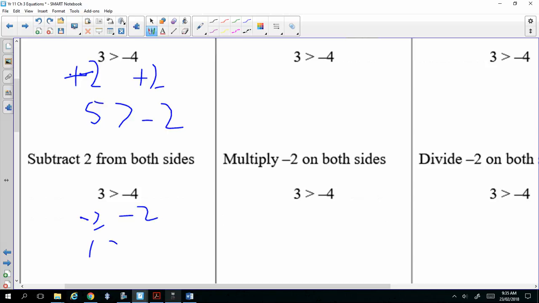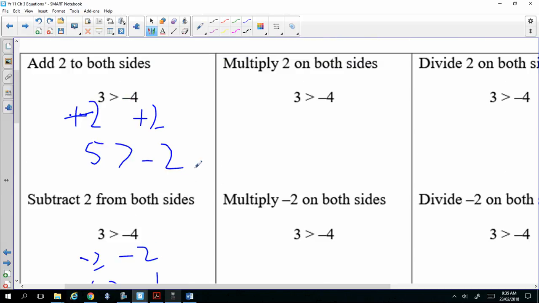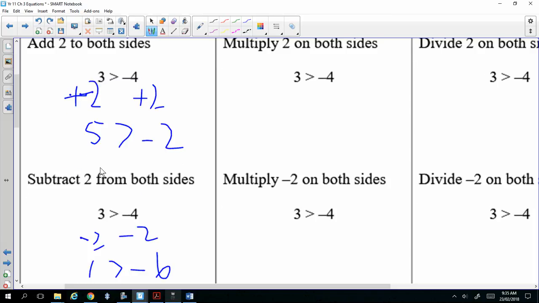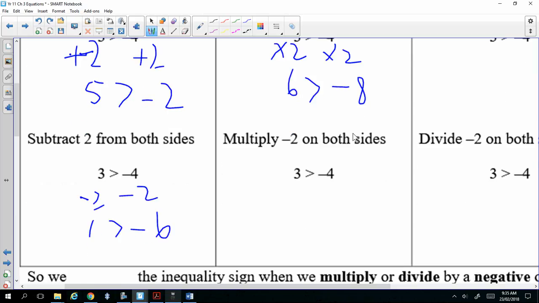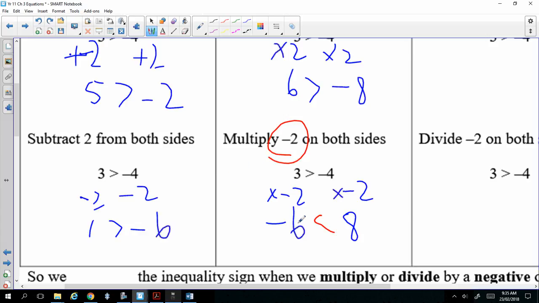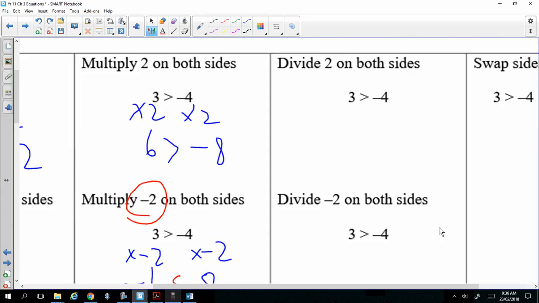You can also multiply both sides by 2. Again, no change: 6 is still bigger than negative 8. But if you multiply both sides by negative 2, then you get negative 6 and positive 8. That's where you have to change the direction, because you multiplied by a negative. Negative 6 is no longer bigger than 8, it's actually smaller than 8. The same thing goes for dividing both sides by 2: 1.5 is bigger than negative 2. But if you divide by negative 2, you end up getting negative 1.5 and 2, and the sign has to be reversed because you divided by a negative.